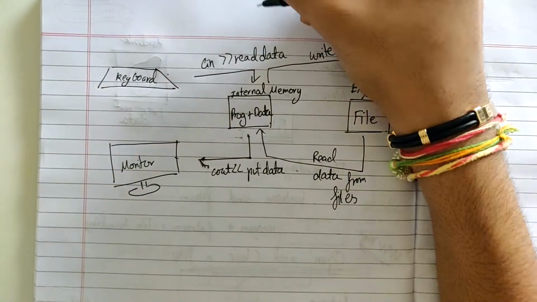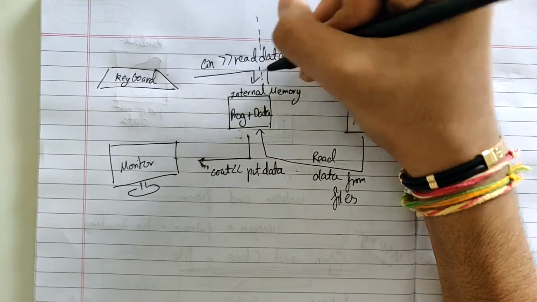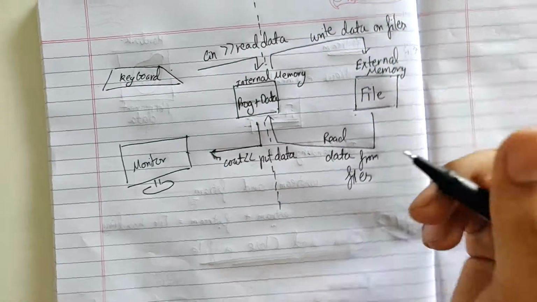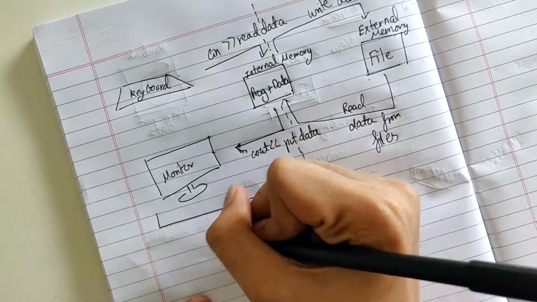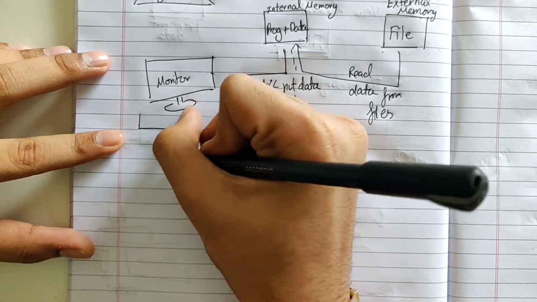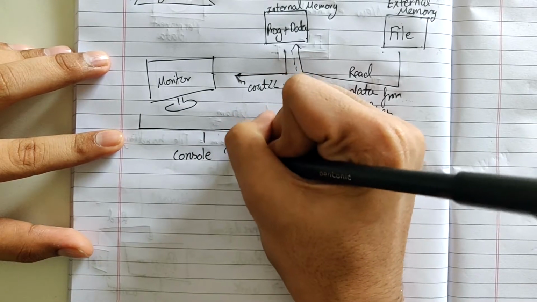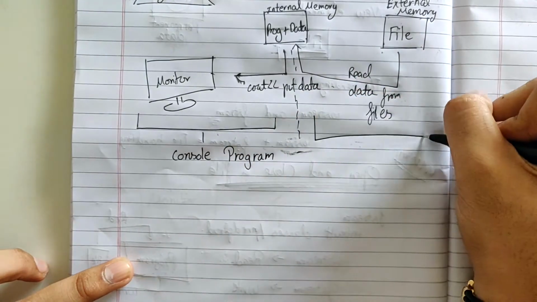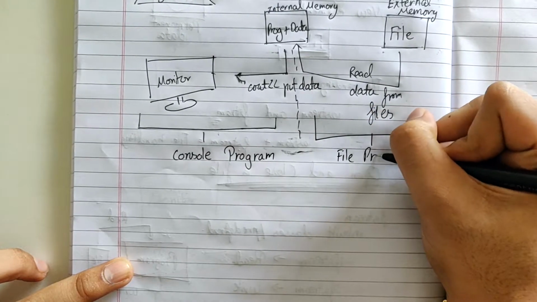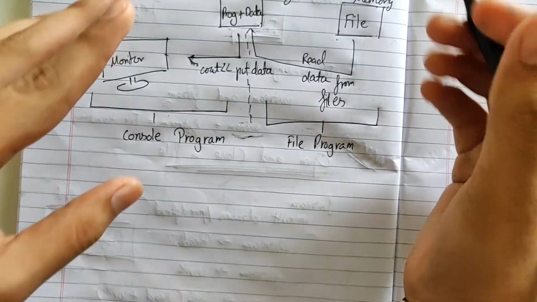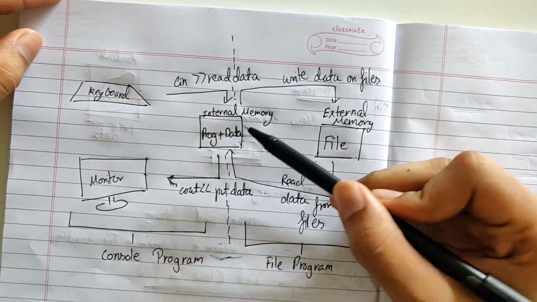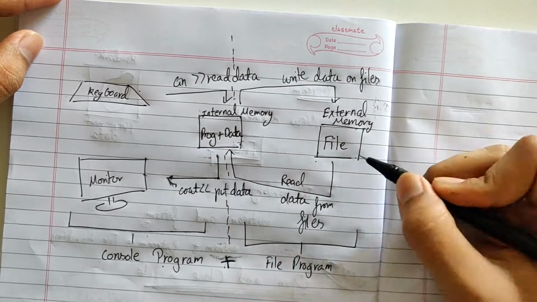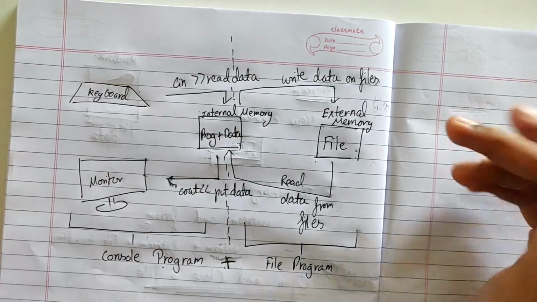If I were to divide this whole diagram into two halves, this part is our console program, and this part is our file program. Program data interlinks the console program plus the file program. This is the file part, this is the console part. I hope that is clear.